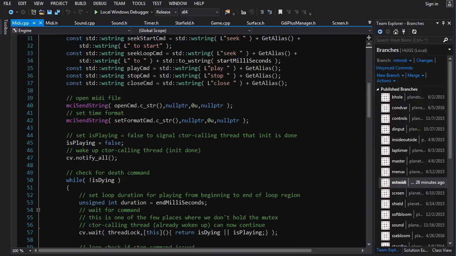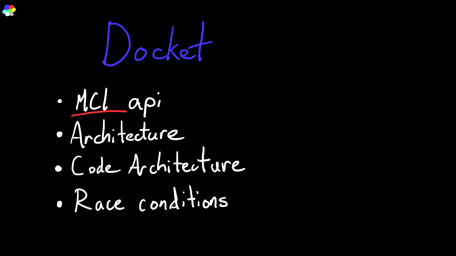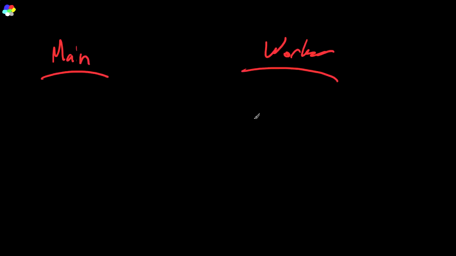Well, first off, I guess what I should do is explain the overall architecture of the system quickly here. So what we're going to have is a worker thread, and your main thread, the thread that's running your game. And the whole reason for this is as follows: MCI Send String. There's a command in there to wait, right?